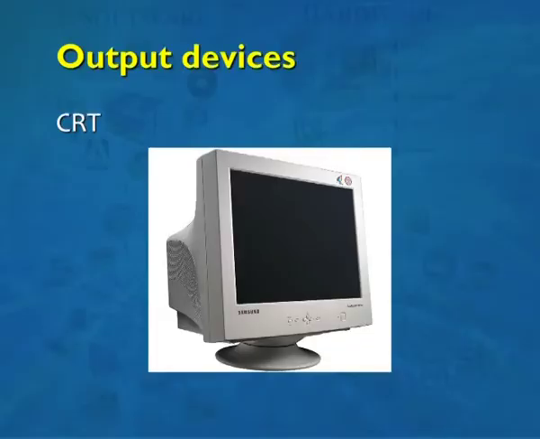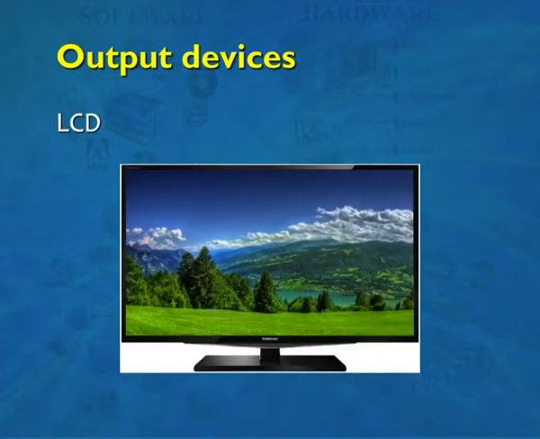Two basic types of monitors are CRT, that is cathode ray tube, and LCD, that is liquid crystal display flat panel. CRT monitors work much like a television screen and are suitable for use with non-portable computer systems. On the other hand, LCD flat panel monitors are thinner, lighter and are suitable for use with both portable and non-portable computer systems. They occupy less table space and also consume less power.